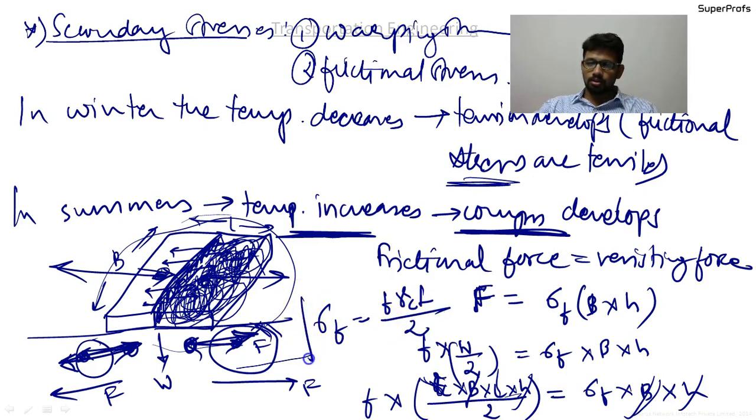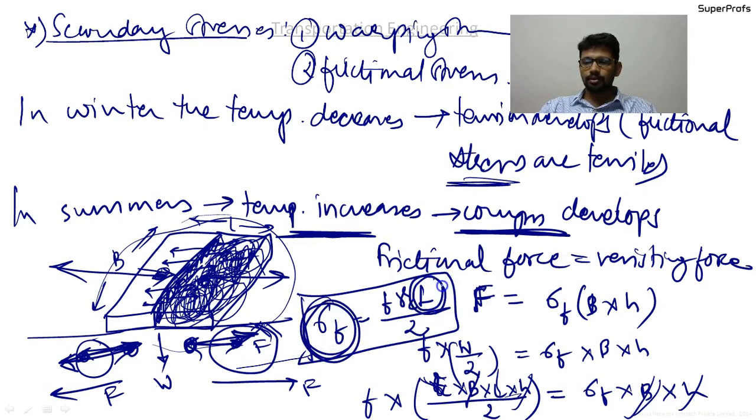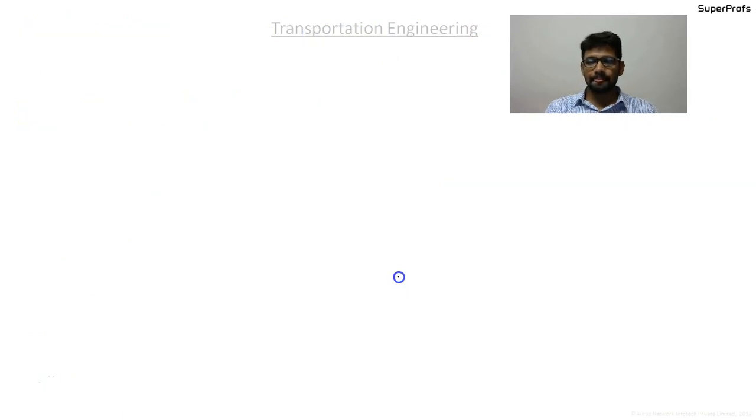So you see that the frictional stresses are purely a function of the length of the pavement. That is what we should notice from here. It is directly proportional to the length of the pavement.